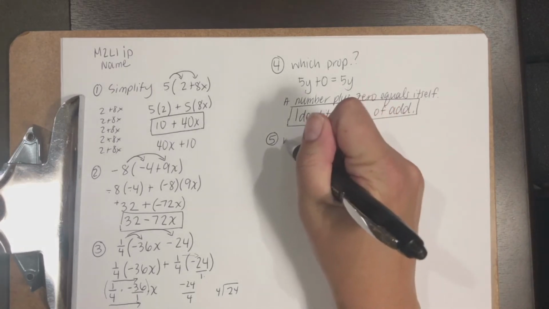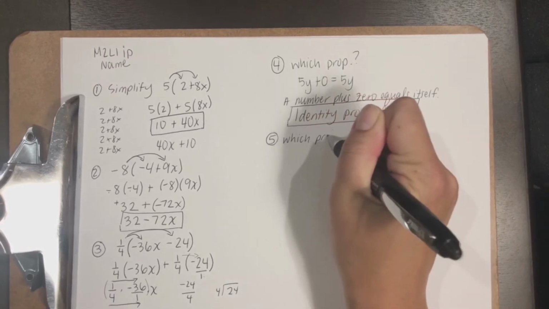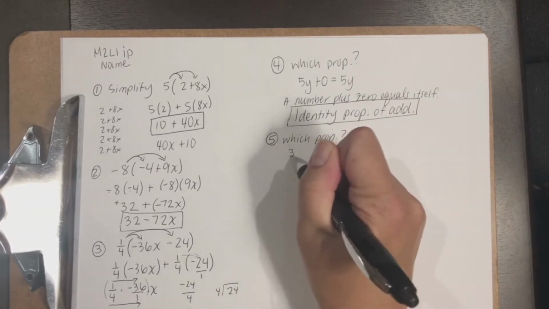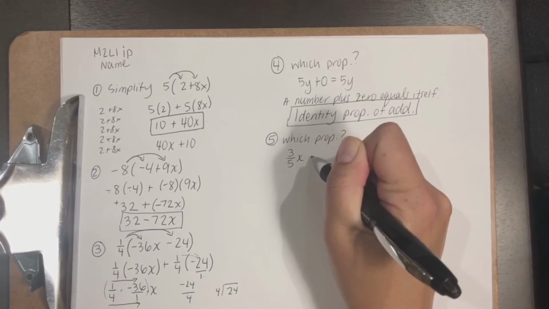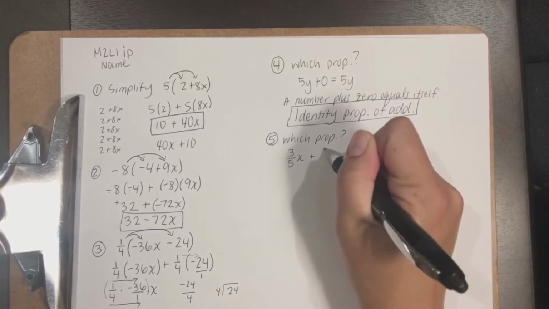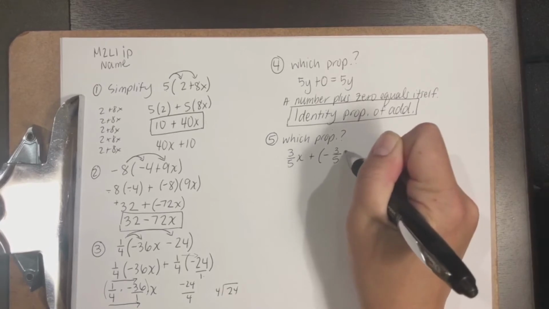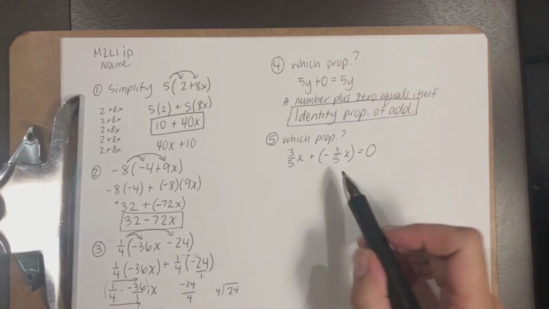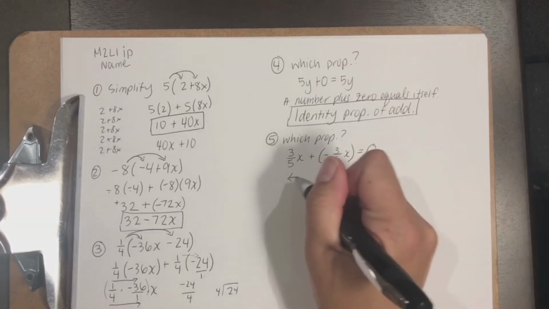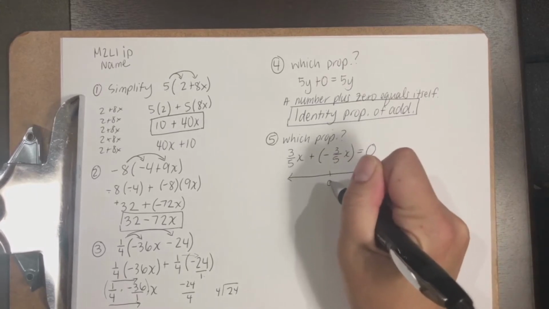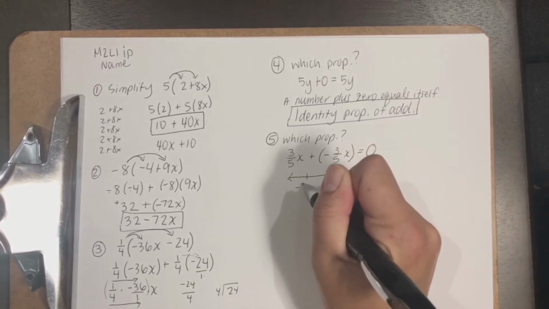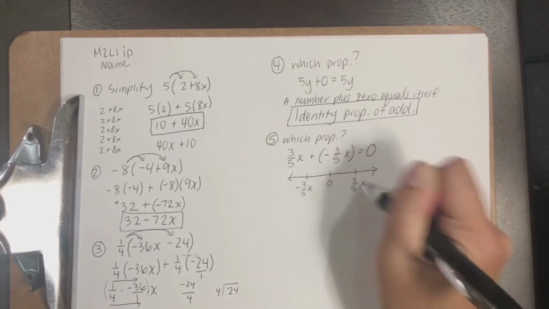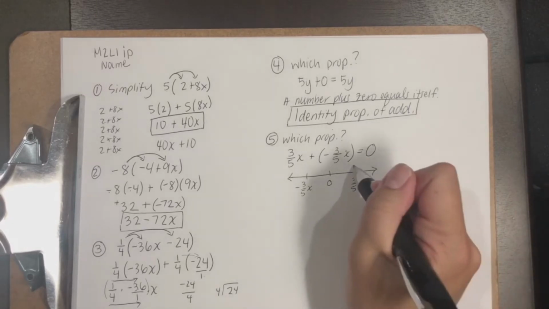Number 5, another which property question. 3/5 x plus negative 3/5 x equals 0. So what's going on here is the same thing that we learned about in Module 1, where we have a negative number, negative 3/5 x, and we have a positive number, 3/5 x, and they're opposites.